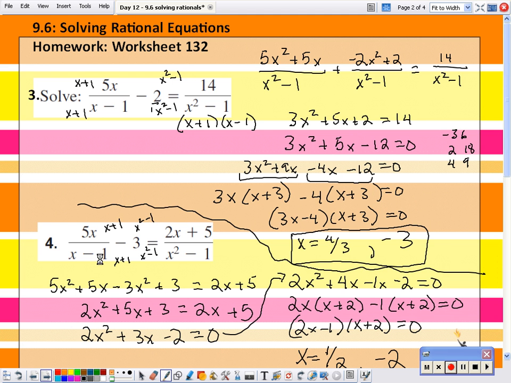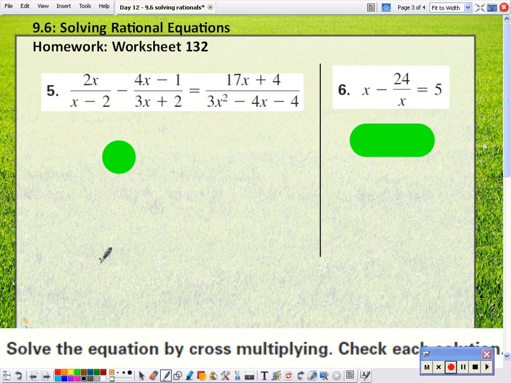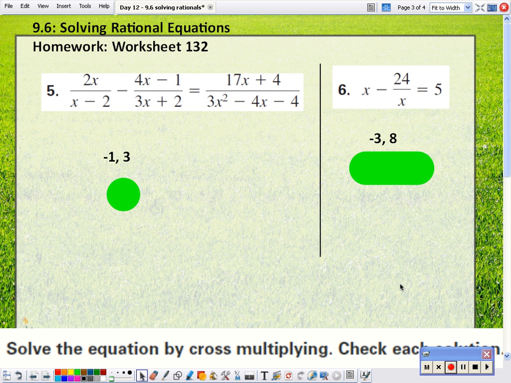Alright, for 5 and 6, what I want you to do is pause the video, write it down, and work on them yourself. Alright, for number 5, you should get negative 1 and 3, and they both work. And for number 6, you should get negative 3 and 8, and they both work.